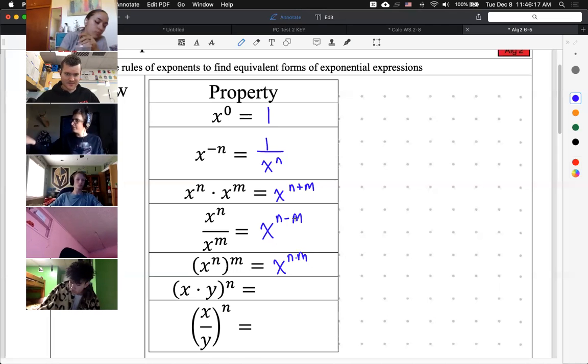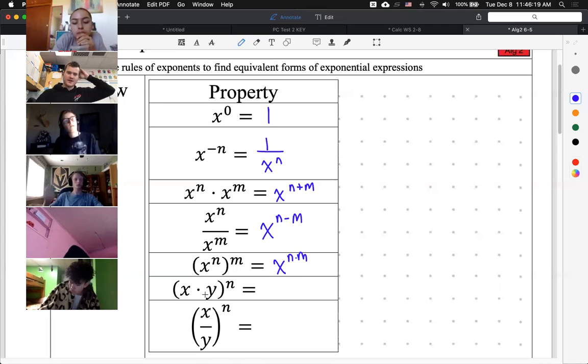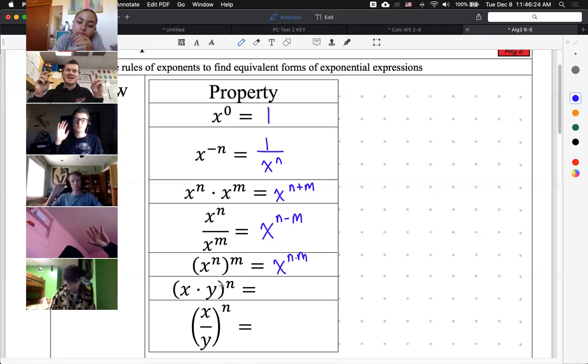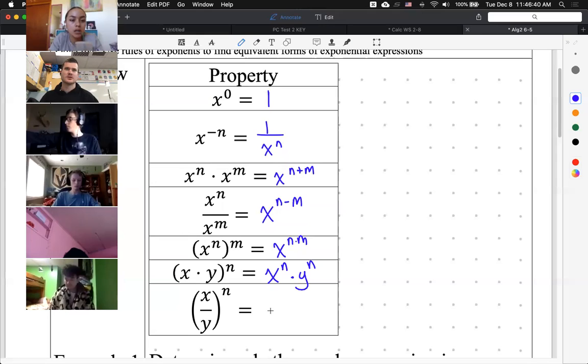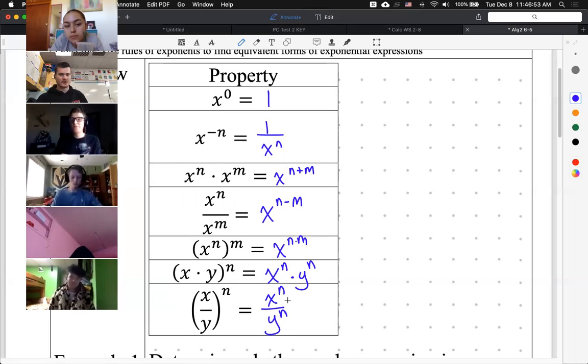N times m. Nice. And then whenever I have x times y, two different bases, both of them to the power of n, it's kind of like distributing, Sergio? You distribute: x to the power of n times y to the power of n. There it is. Good job. And then the other kind of distributing, Charles? You distribute, so x to the power of n divided by y to the power of n. There it is. All right. So we know these in our hearts. We're really good about doing these.